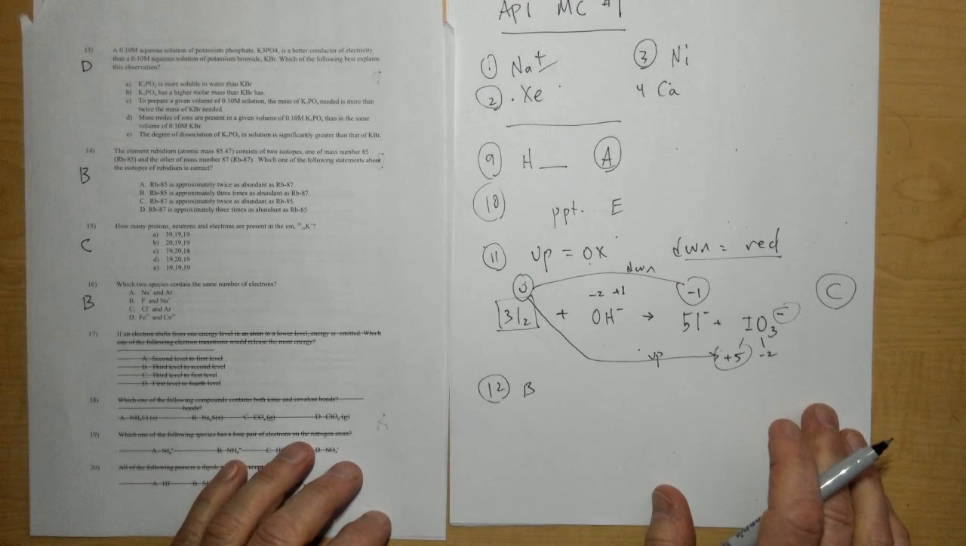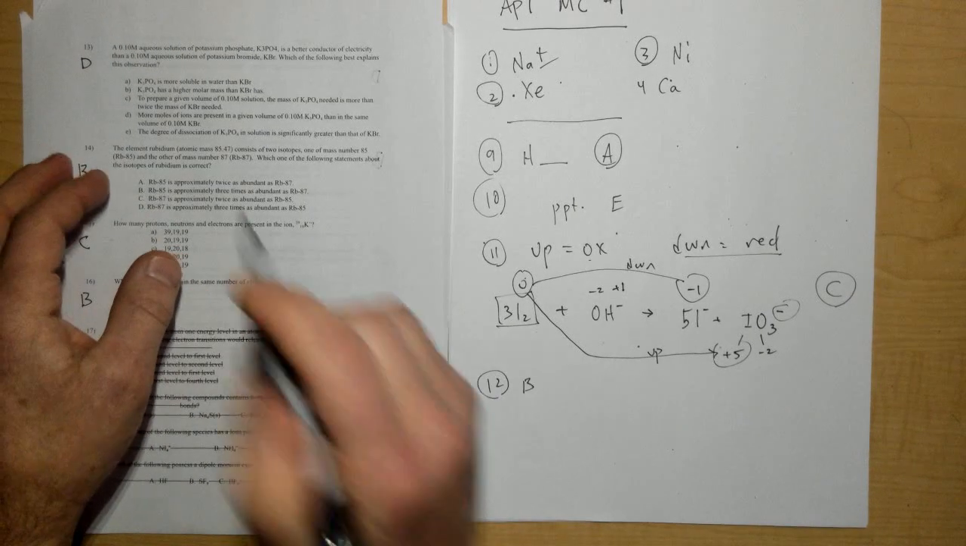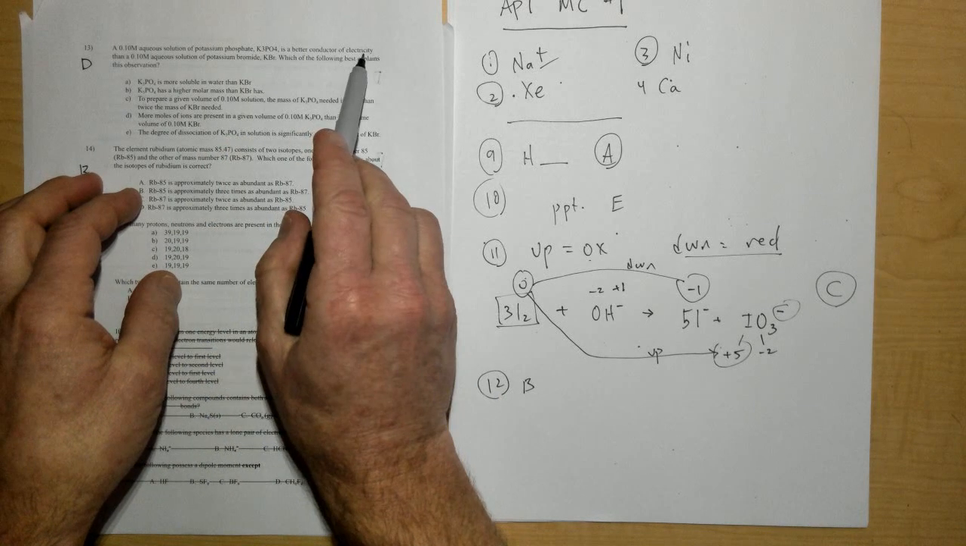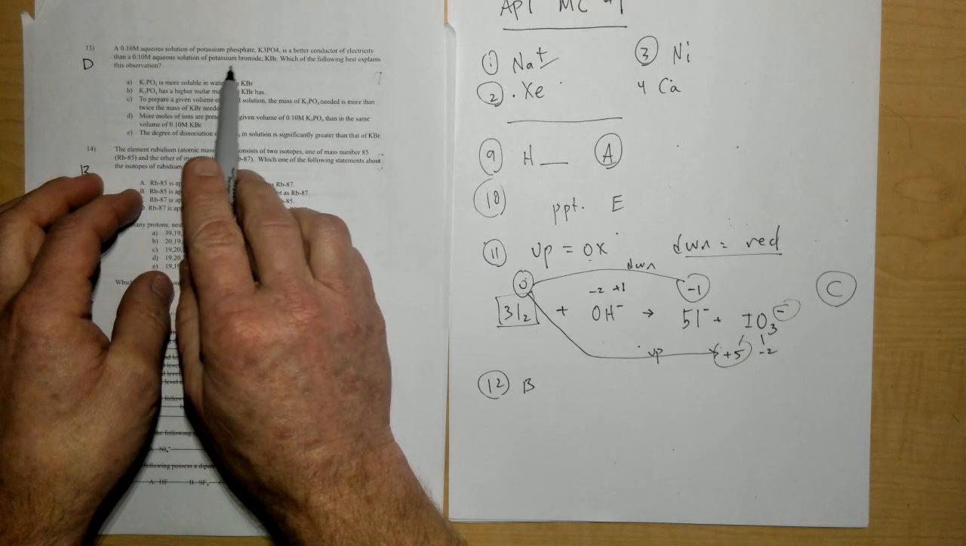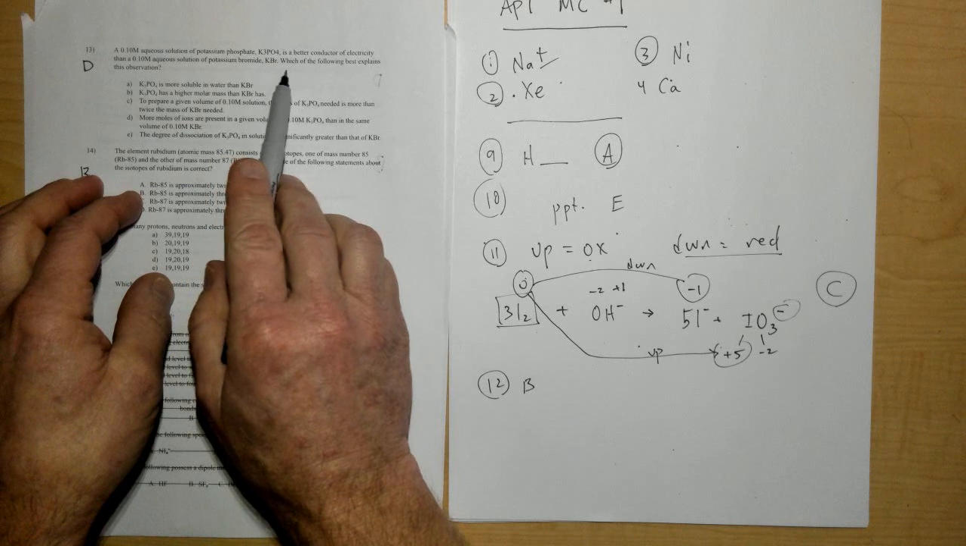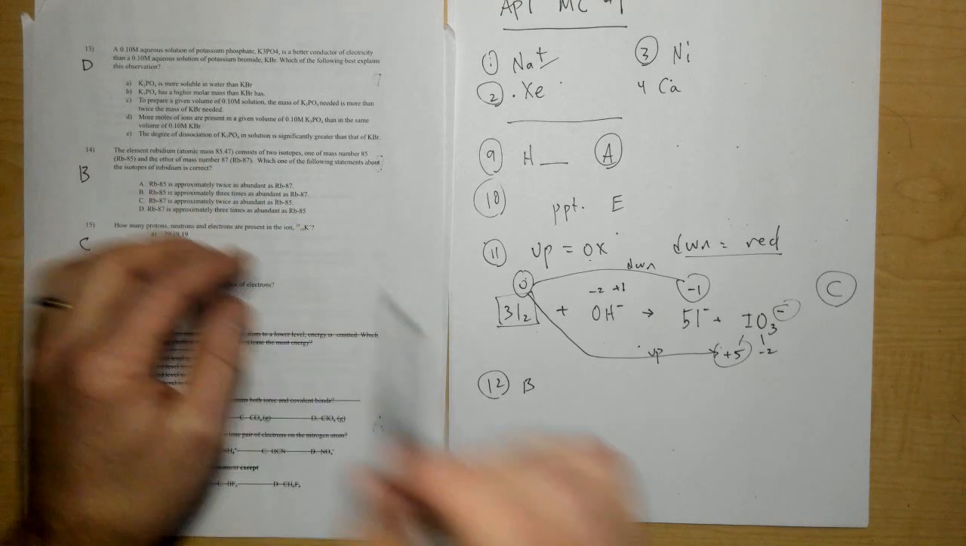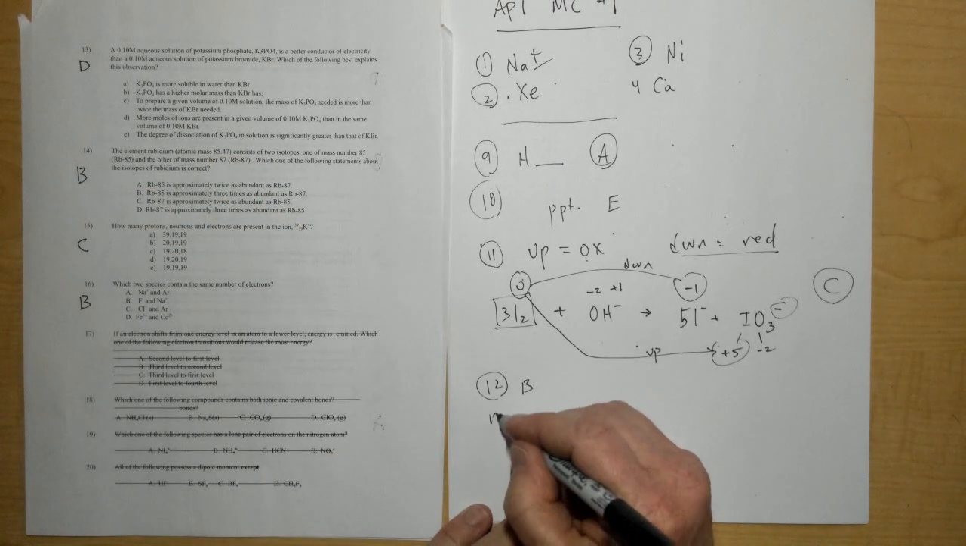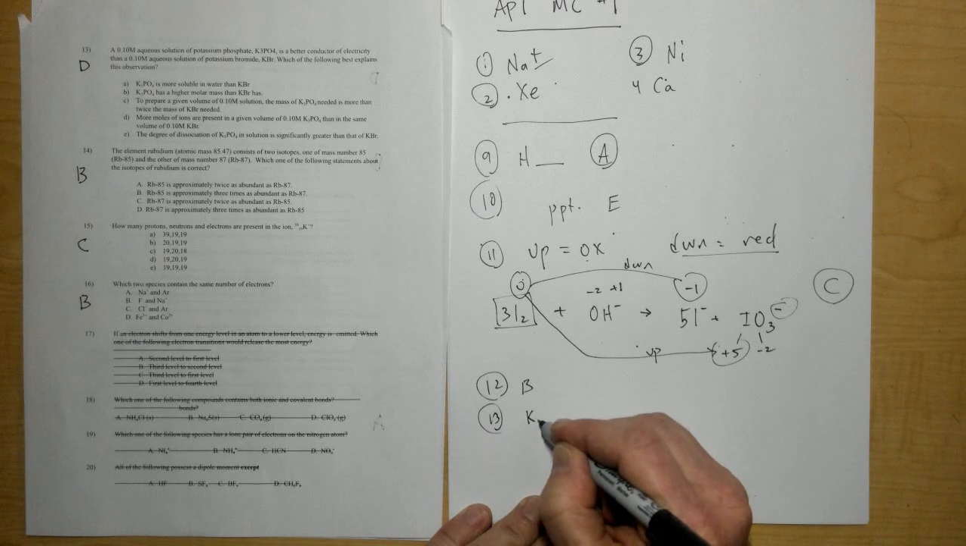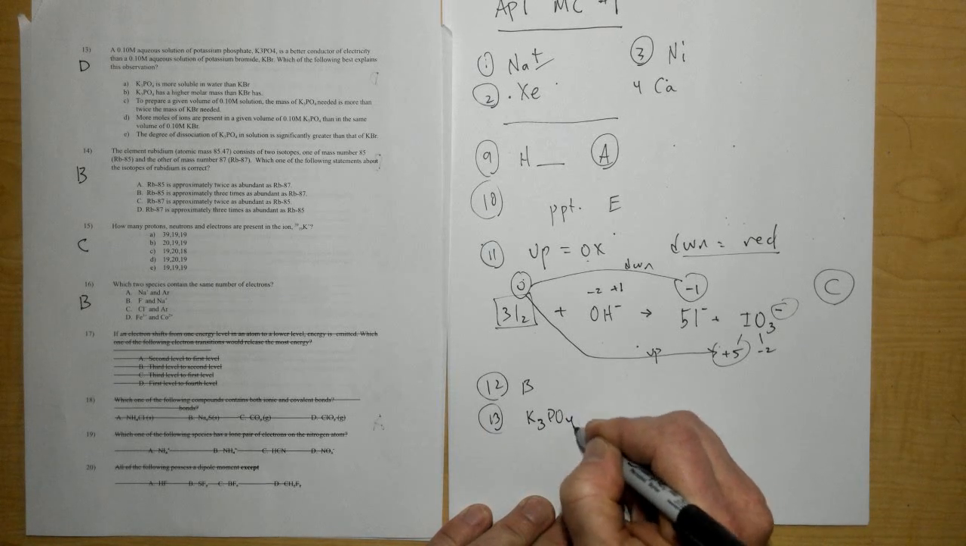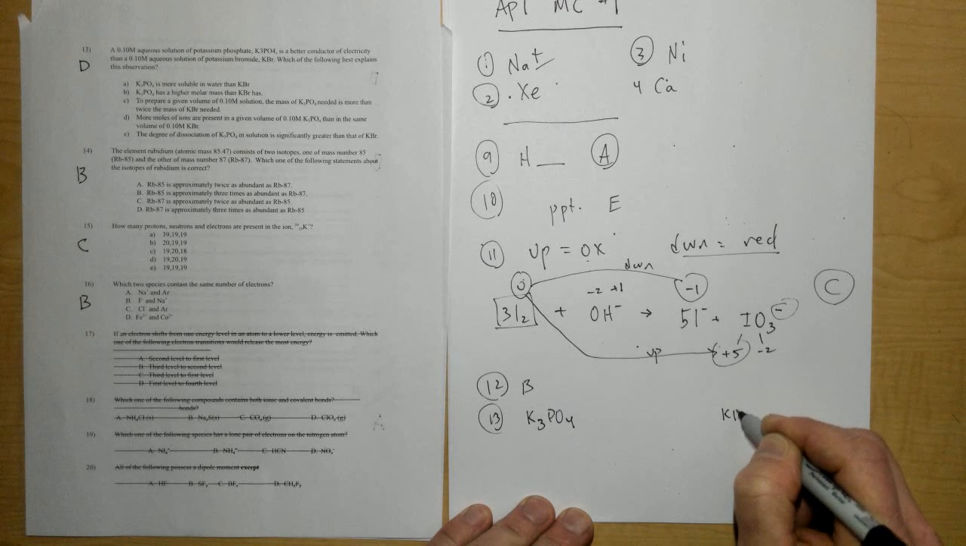Next page. We have an aqueous solution of potassium phosphate. It's a better conductor of electricity than an aqueous solution of potassium bromide. Which of the following best explains this observation? So first of all, take and write down your two equations, K3PO4 and the other one is KBr.